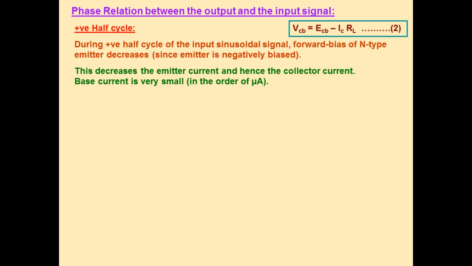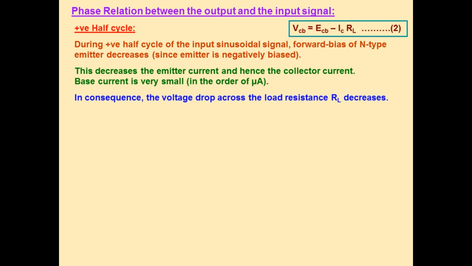Because compared with emitter current and collector current, base current is very small. Base current is in the order of microamperes only. Micro means 10 power minus 6; 1 microampere equals 10 power minus 6 ampere. So in the positive half cycle there is a decrease in the emitter current, hence the collector current also decreases. If collector current decreases, the factor IC into RL also decreases. Observe carefully: if IC decreases, the factor IC into RL also decreases. So the voltage drop across the load resistance decreases.